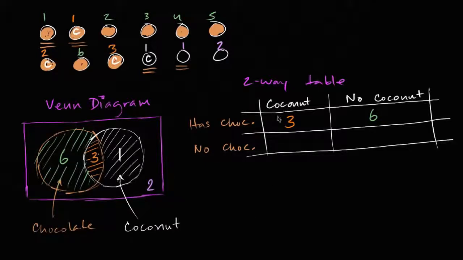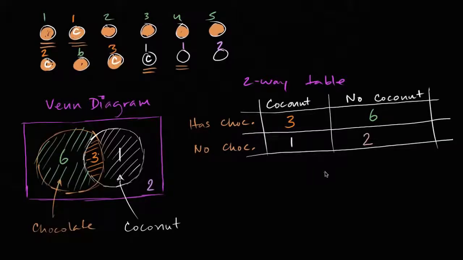And then this box would be, it has coconut, but no chocolate. Well, how many is that? Coconut, no chocolate, that's that one there. And then this one is going to be no coconut and no chocolate. And we know what that's going to be. No coconut and no chocolate is going to be 2.